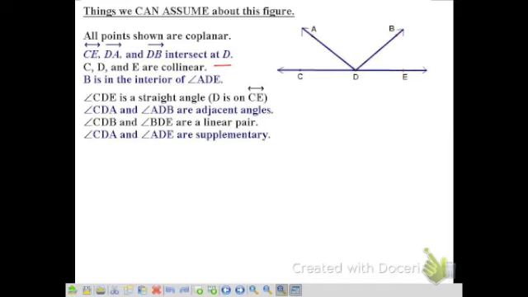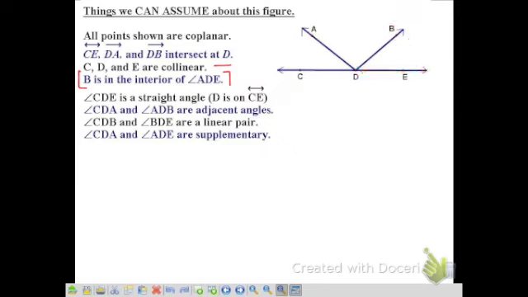We're also allowed, in this one, to assume B is the interior of ADE. So if I look at angle A to D to E, we can see that B is in between there on the picture. And it is important that we assume that because we don't really know how big ADE is, but we can see that B is between there, so we can say that it's on the interior.